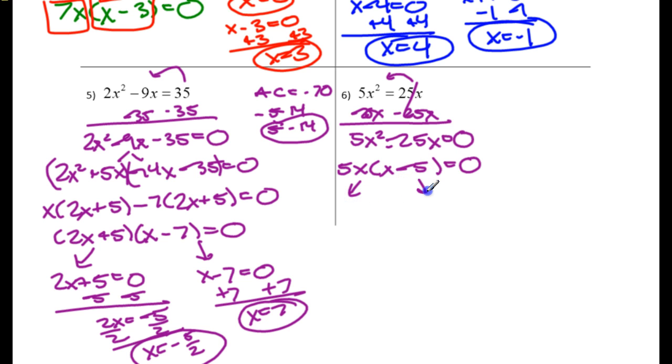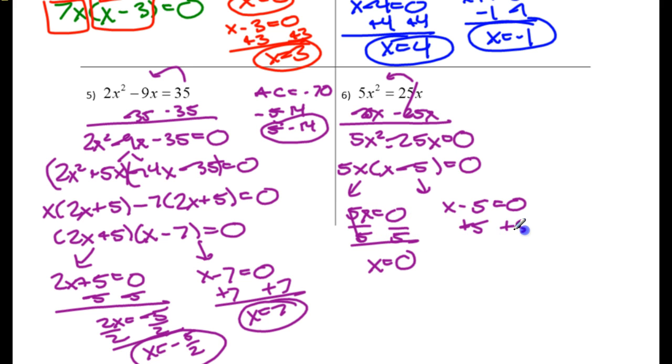We're going to split them up, set them equal to 0, and solve for x. 5 times x, opposite is to divide by 5. x equals 0. Always, if you're confused about the 0, put it in your calculator, 0 divided by 5. And then opposite of minus 5 is plus 5. x equals positive 5. So these are the two x values, 0 and 5.